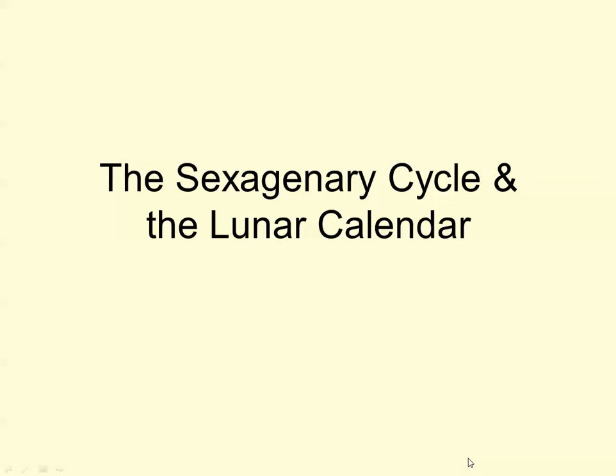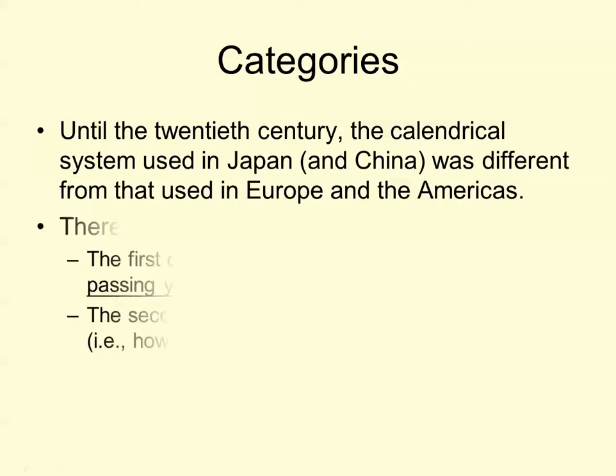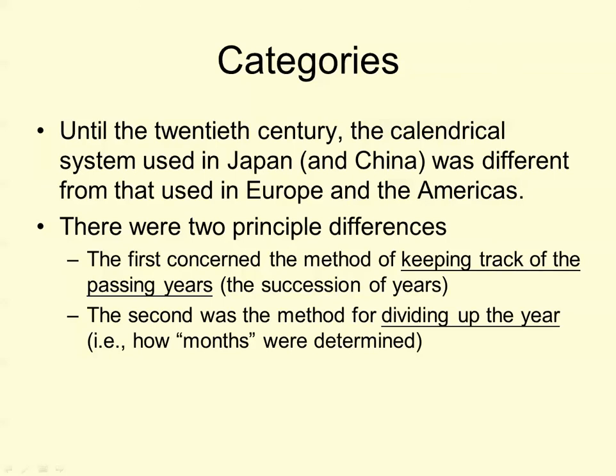All right, now that we've done periodization and eras, it's time to move on to the sexagenary cycle and the lunar calendar. And I'm going to approach those in that order. Until the 20th century, the calendar system used in Japan and in China was different from that used in Europe and the Americas. There were two principal differences, and these are the things that I want to cover today.